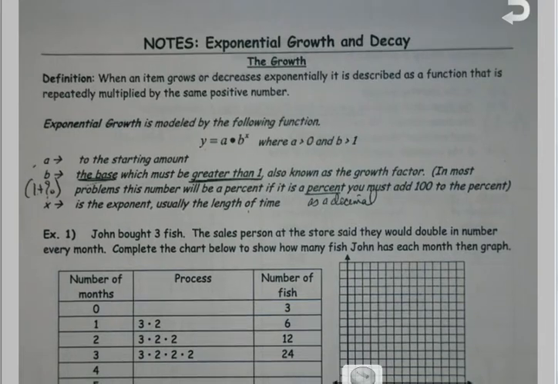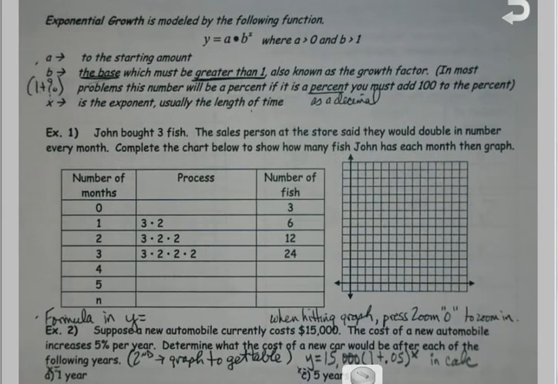So we're going to discover it first, then we'll start using the formula to see how this works. So, for instance, John got himself 3 fish. The salesperson at the store said they would double in number every month. Ooh, they're busy little buggers. Complete the chart below to show how many fish John has each month and then graph it.